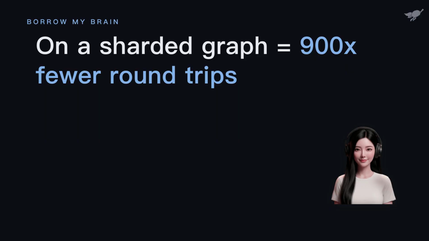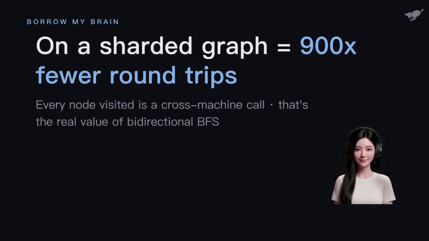And think about it. On a sharded graph, every node you visit is a network call across machines. Visit 900 times fewer nodes, and that's 900 times fewer network round trips. That is the real value of bidirectional BFS.